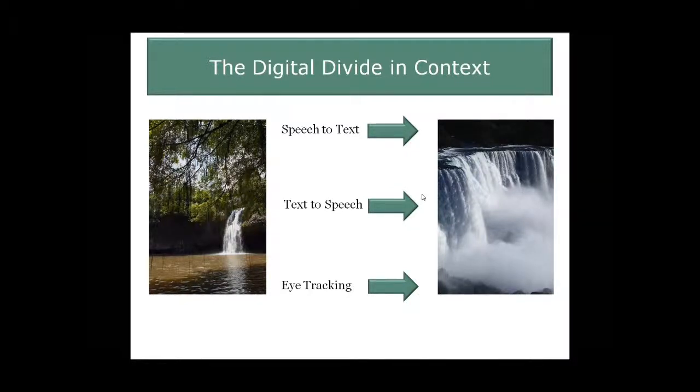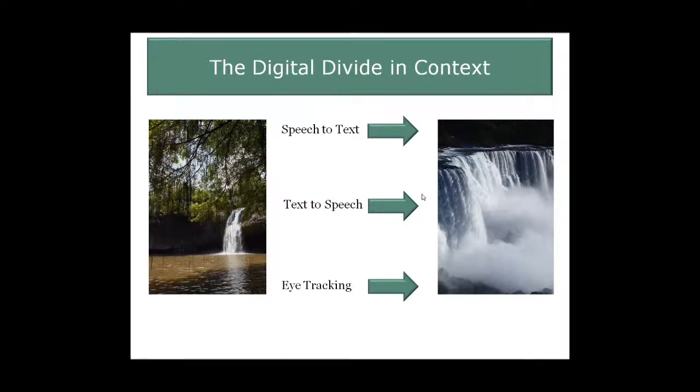In this presentation, we are going to discuss 3 types of assistive technology that can help those with disabilities cross the digital divide in the context of computer-based or web-based information. Speech-to-text, text-to-speech, and eye-tracking technology can increase the flow of information to those for whom it would otherwise be limited.